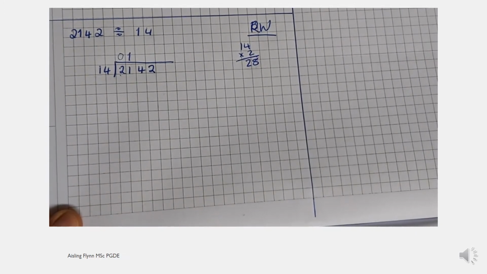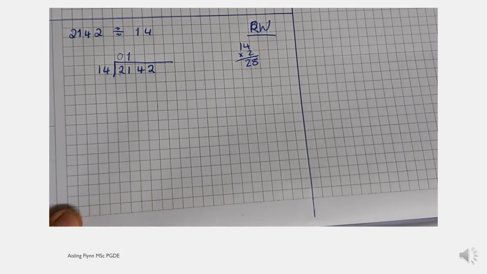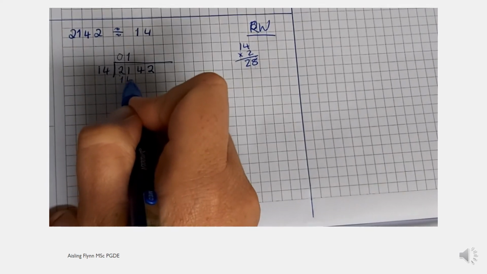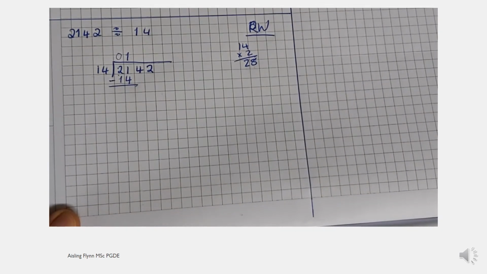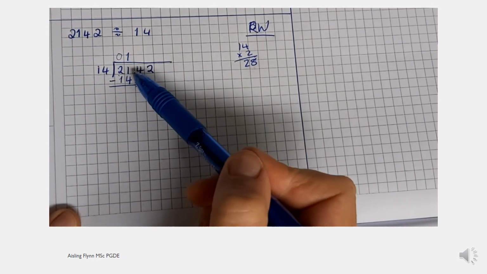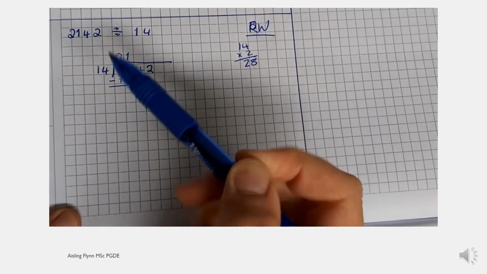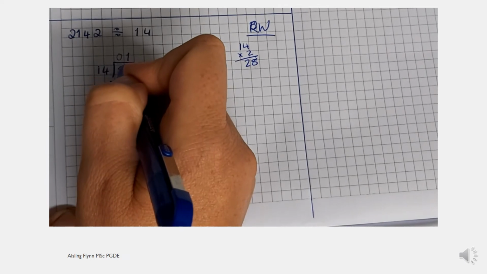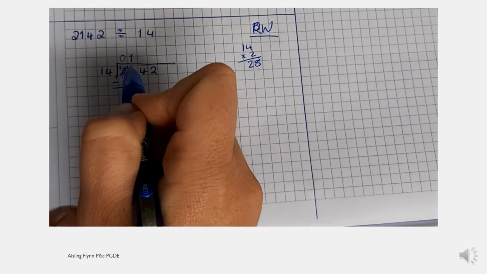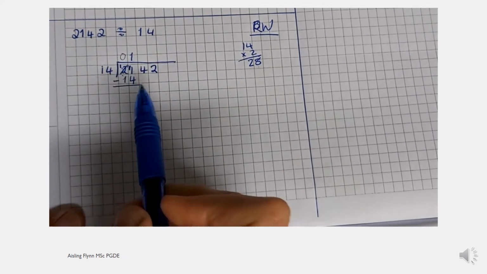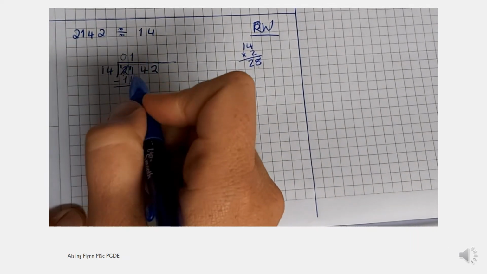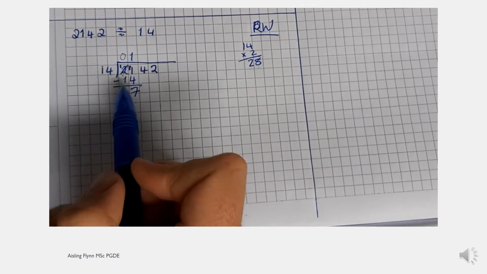And what I do now is I remove that 14 that has gone in and subtract here at this point. Okay, so 1 minus 4 doesn't go. So I'm going to take from here, that 2 reduces to 1, and this becomes 11. And 11 minus 4 becomes 7. Okay, and 1 minus 1 is nothing.